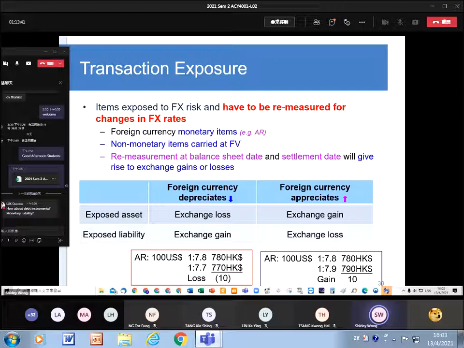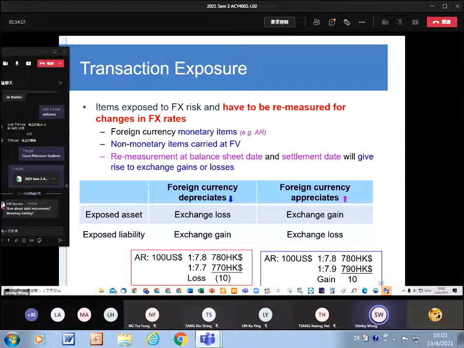Let me give you an example. Assume that I have the right to receive money. I have an accounts receivable, and this accounts receivable is 100 US dollars. You have the right to receive 100 US dollars, and then at transaction day, the currency exchange rate is 1 to 7.8. Then you will mark in your financial statement, I have the right to receive $780.